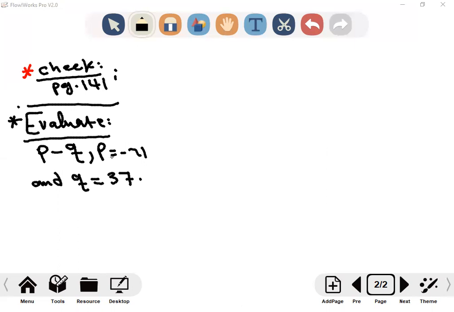Evaluate P minus Q. P equals negative 21 and Q equals 37. We need to evaluate this. What will we do? Negative 21 minus. Okay, so first I will replace the variables.